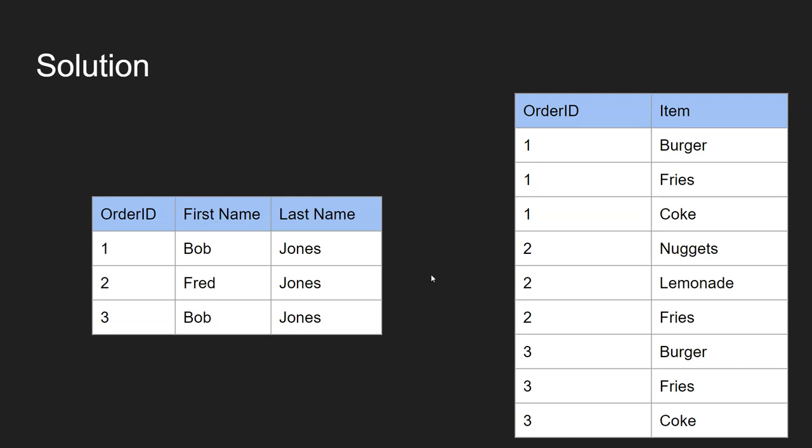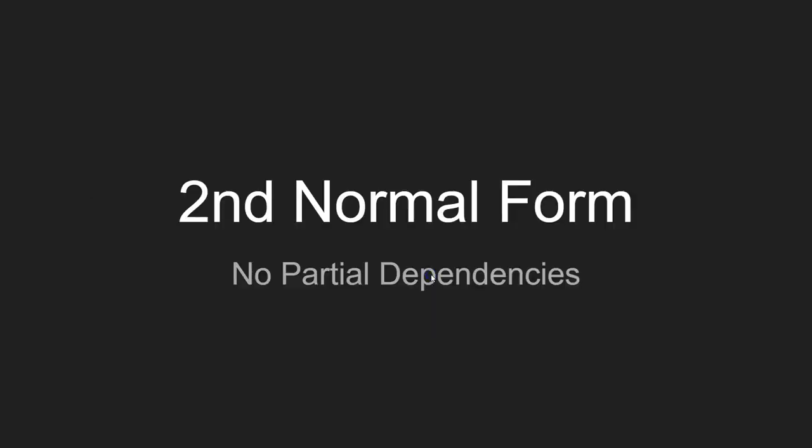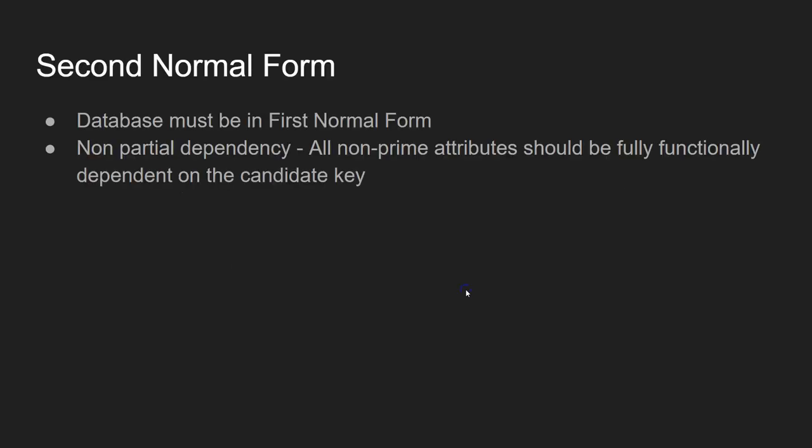So now let's move on to second normal form. Now, second normal form, not quite as much to it. All you need is that there are no partial dependencies. Well, what does that mean? First of all, the table must first be in first normal form. So you can't have a table that's in second normal form until you've gone through all those rules that we just did from first normal form. And then all non-prime attributes should be fully dependent on the candidate key, the whole candidate key.